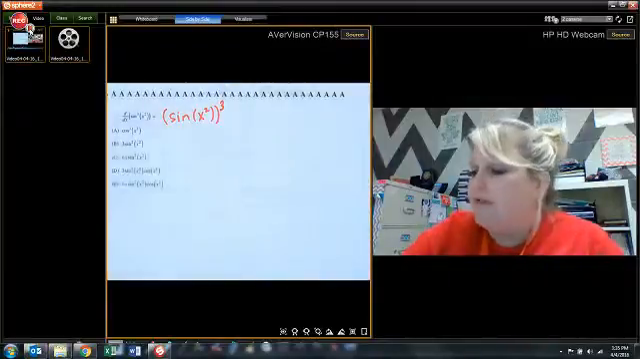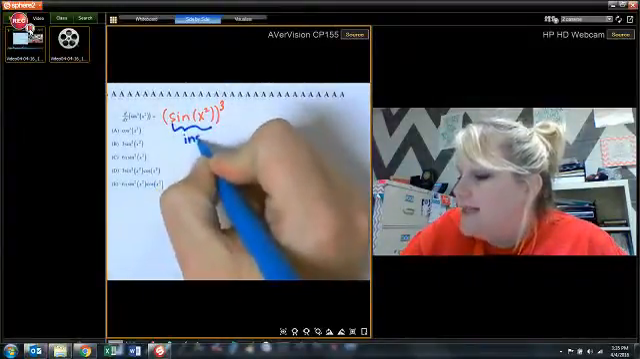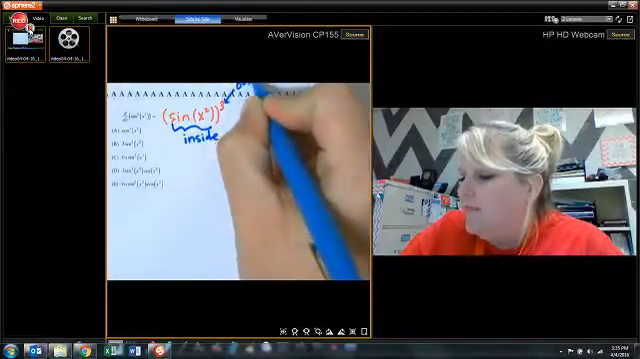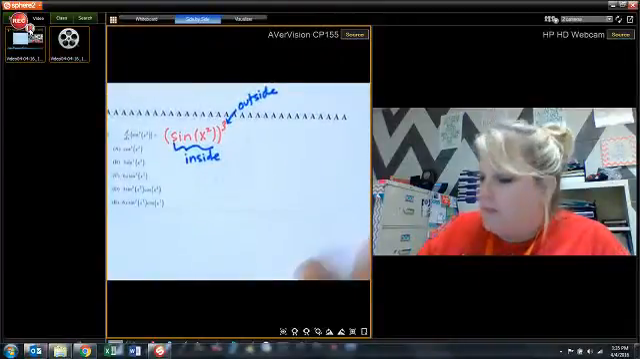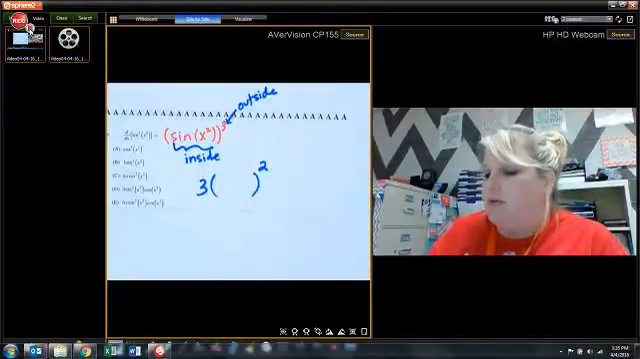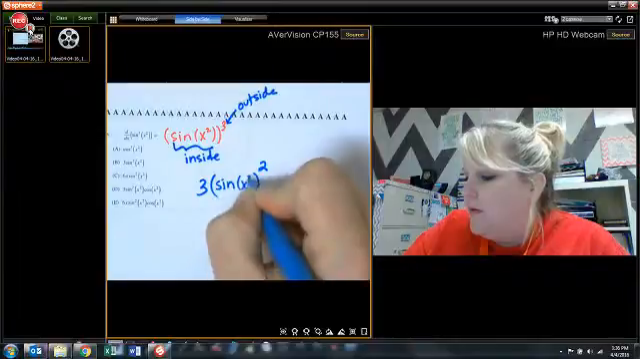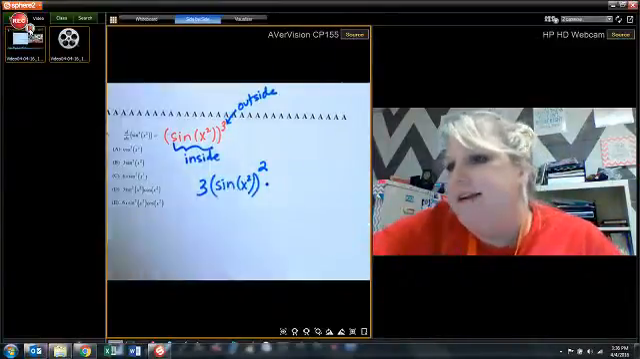Outside, we also have to do the chain rule. So we have to do the derivative of the outside, leave the inside alone, the derivative of the inside. So this is the derivative of the main function, 3, 2, leave the inside alone. And when I do the derivative of the inner function, I have to do the derivative of the outside, leave the inside alone, times the derivative of the inside, right?